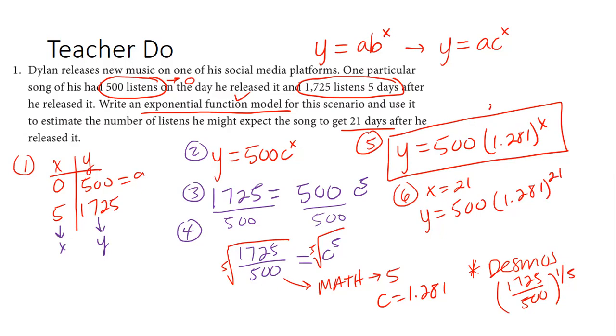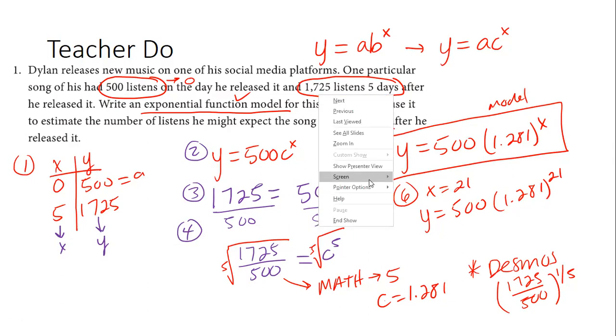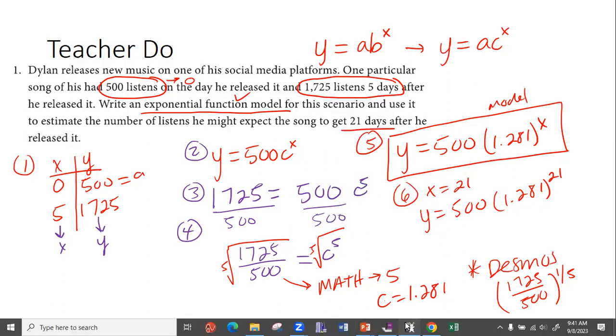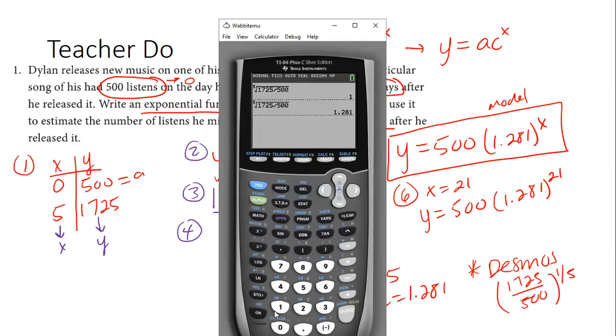Okay, this is your model. This is you answering a problem. For a model, you must have your independent and dependent variable. All right, what do we get? A lot of views, a lot of listens, right? So if you need to see it modeled, all we did was type in 500 times 1.281 to the 21 power.